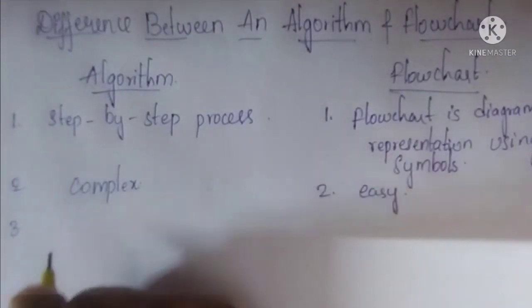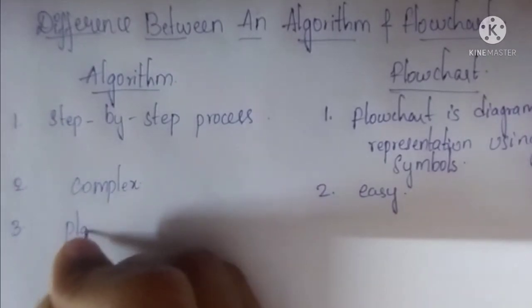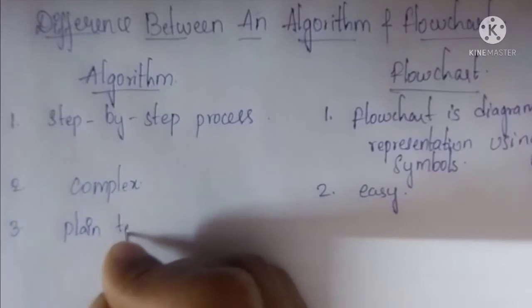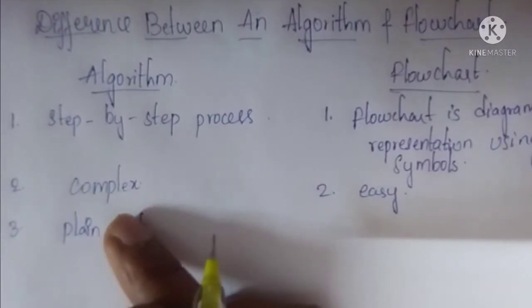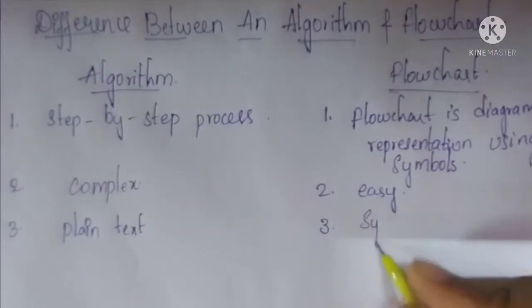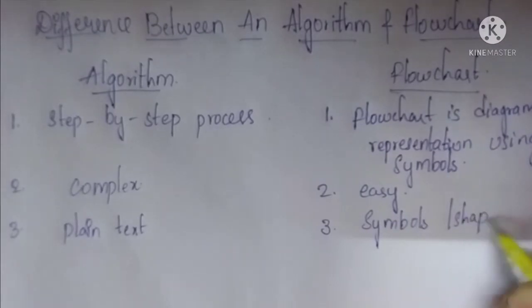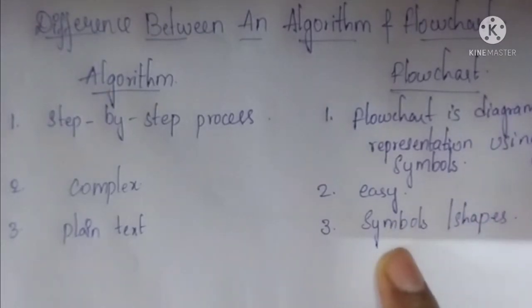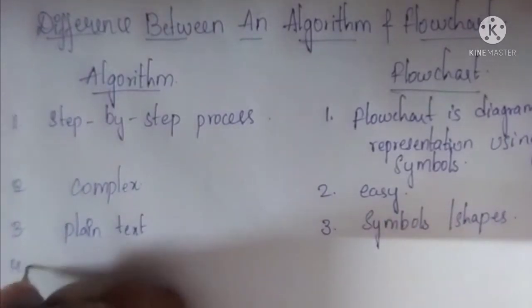Next one is, an algorithm uses plain text. Plain text is nothing but normal English statements that we write in the algorithm. Coming to the flowchart, we are using symbols and shapes. Different types of symbols and different types of shapes are used in a flowchart.